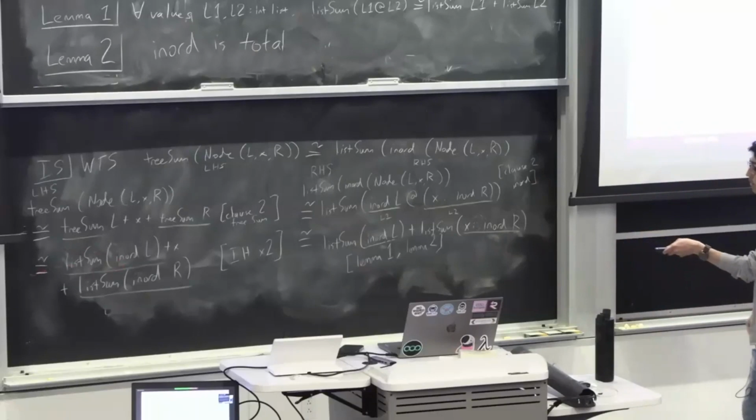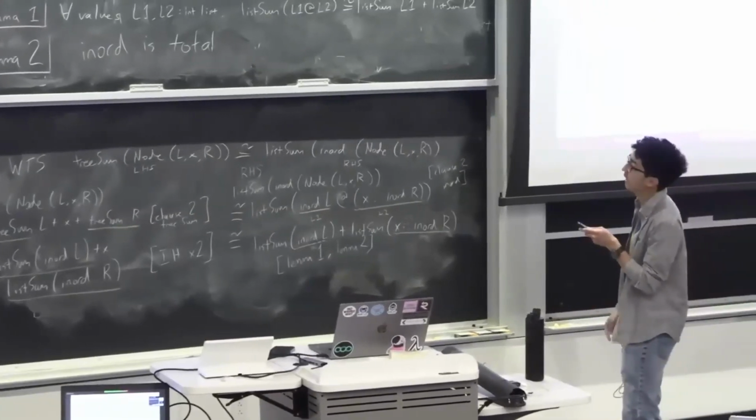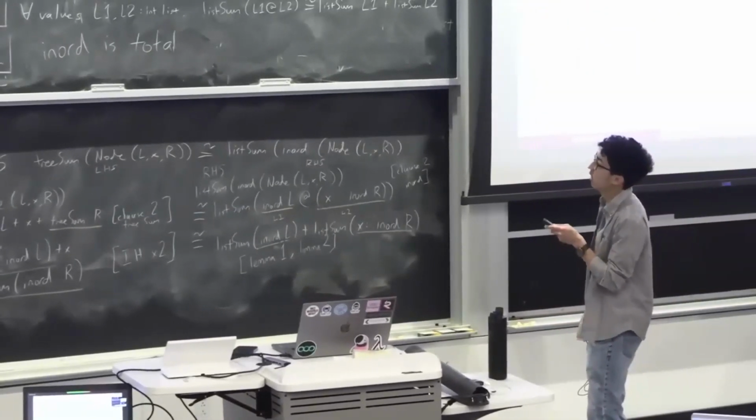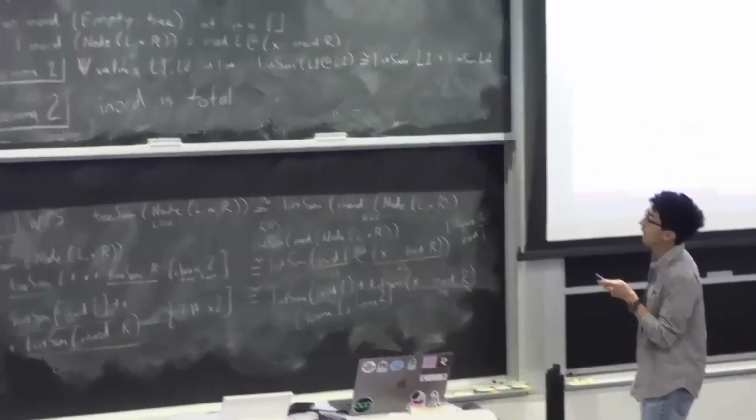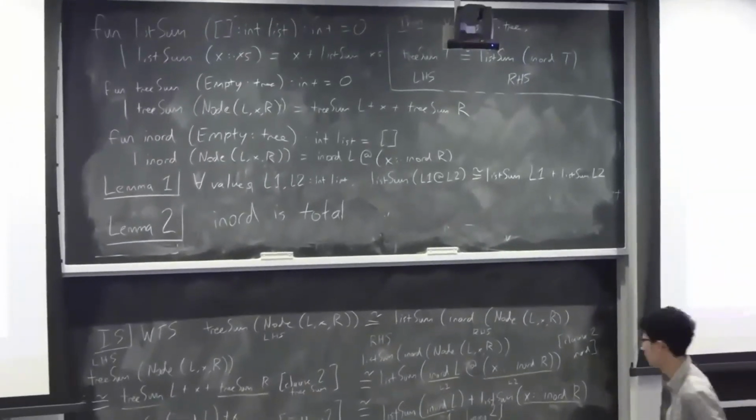And now it almost looks like what we want, right? We want list sum inord R, L plus x plus list sum inord R, not list sum inord L plus list sum of xcons inord R. But handily, we can step through the definition because what do we have? We have something which talks about, here, list sum of xcons x's, okay? So let's step it.